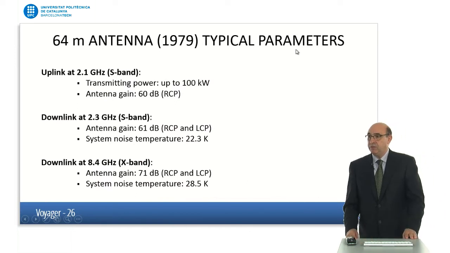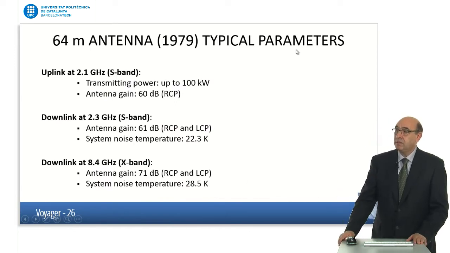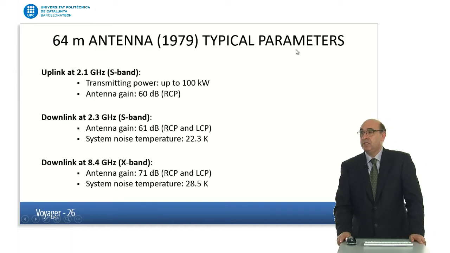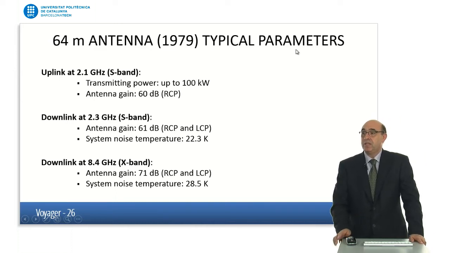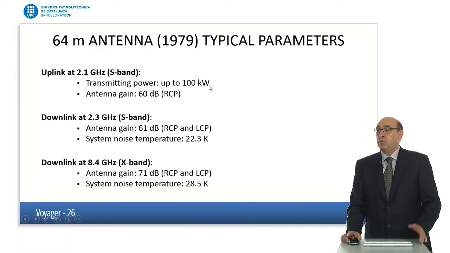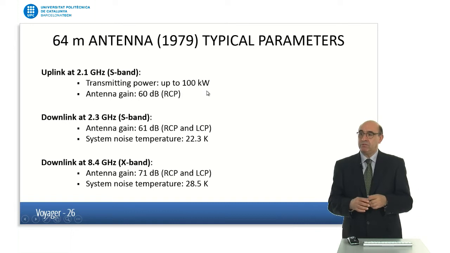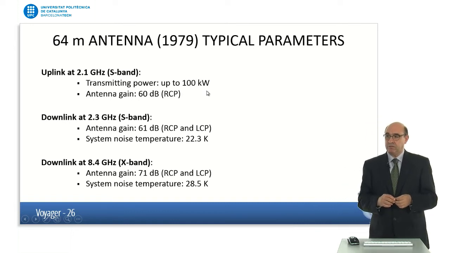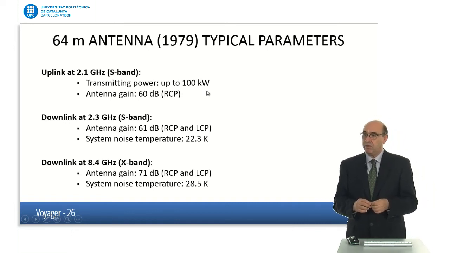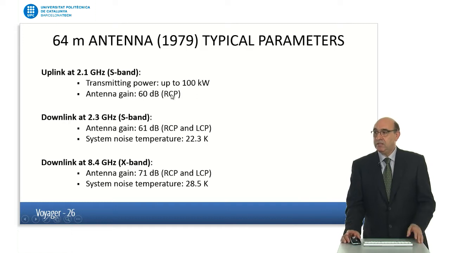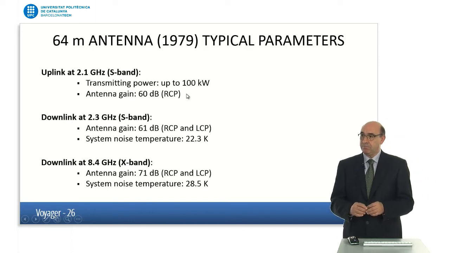The typical parameters at the time, 1979, at the time of Jupiter, was 64 meters, and there's no problem in transmission. They could send powers up to the order of hundreds of kilowatts, so they had plenty of power to send down from the Earth. There was no problem of selecting a power level. The gain of the antenna was limited to 60 dBs, and it was right-hand circular polarized at S-band.